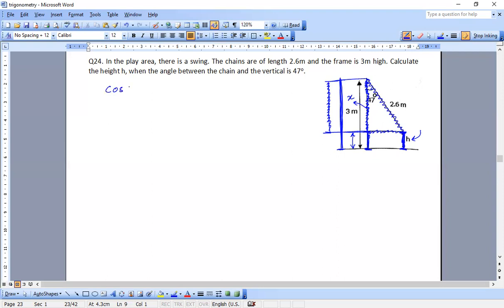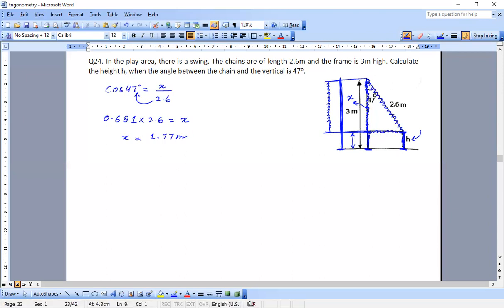So I'll say cos 47 degrees is equal to adjacent upon hypotenuse. Adjacent is x, hypotenuse is 2.6. So cos 47 is 0.681, and I'll remove this 2.6 and multiply it on the other side to find out the value of x. So I'll multiply 2.6 with this. The value of x is going to be 1.77 meter.